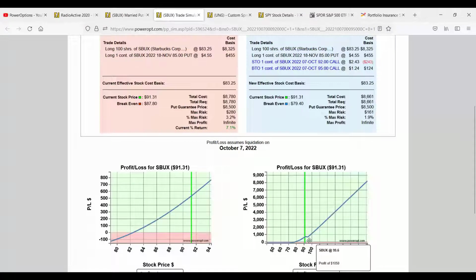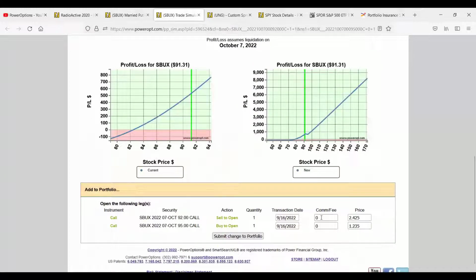This is what the income method number 6 would look like. Between 92 and 95 is where we get that little bump, that little hiccup there. I know it's hard to see, but we leave the upside open instead of capping it as we would with income method number 1. Let me go ahead and submit this change to the portfolio. I'm going to leave no commissions. And we're just going to put these to these regular numbers, not the extra 5 cents at midpoint. Okay?